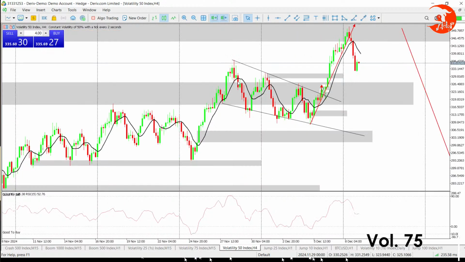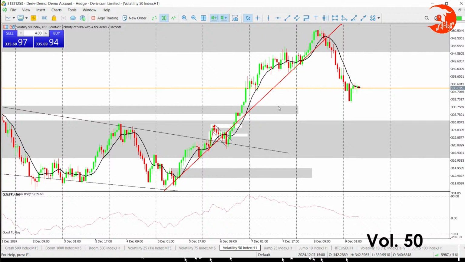Now let's head over to Volatility 50. So Volatility 50 reached our TP level. I hope you guys made this money because you knew we were still looking for the price to reach there. So according to H1, let's see, did we make any entries? No, we never did actually. So I never entered any.